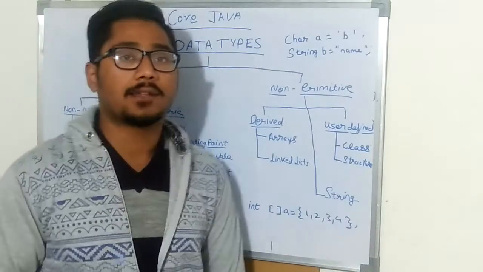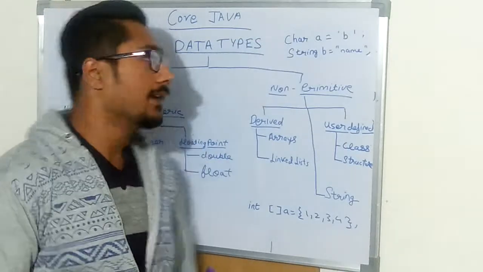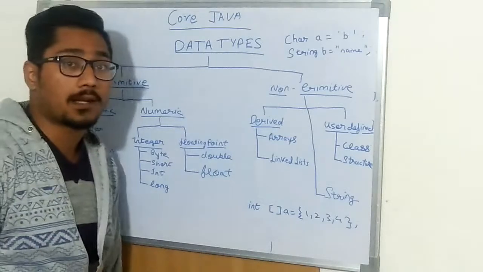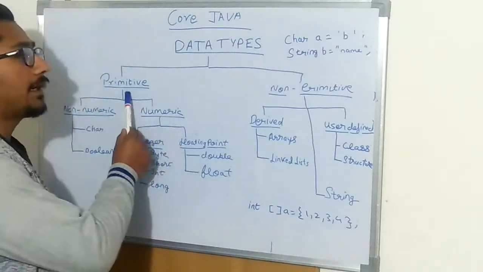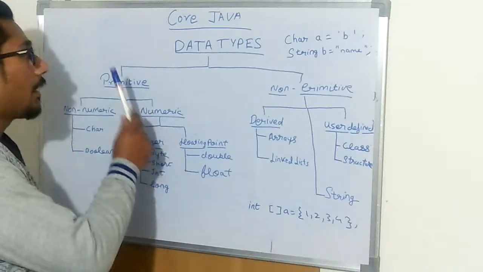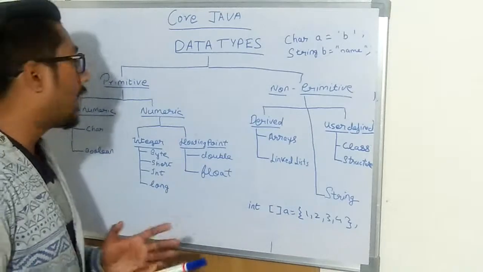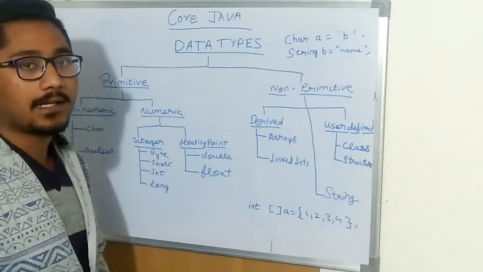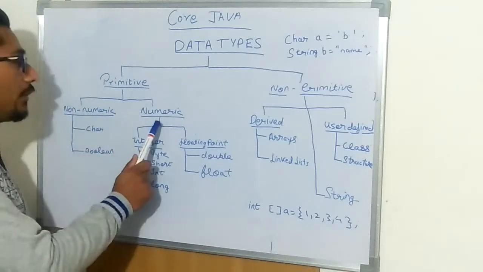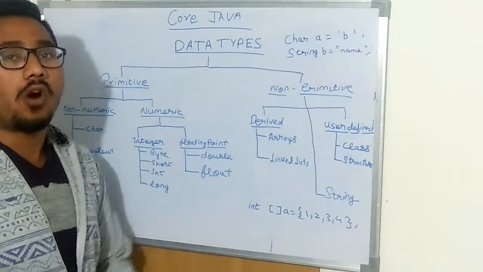I'm going to be discussing, first of all, the categories in which the data types are divided. So our data types are divided into two broad classifications, which are primitive and non-primitive respectively. So primitive data types, let's talk about it. Primitive data type is divided into two main categories, simple and easy as that, non-numeric and numeric data types.